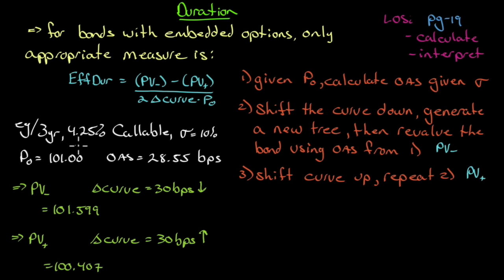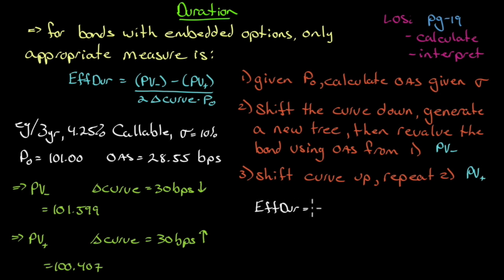Let's take a 3-year, 4.25% callable bond. Volatility 10%. We've done this one before. Price of 101, option adjusted spread of 28.55. And let's shift the curve down 30 basis points, revalue the bond using the same OAS of 28.55. PV negative is 101.599. Do it to the upside, we get 100.407. So let's calculate our effective duration at this point.